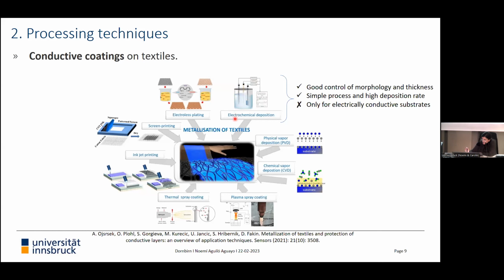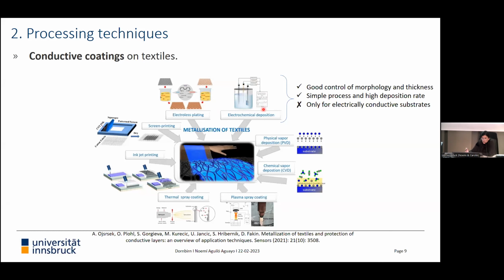Here, the advantage is that we have good control of the morphology and the thickness, depending on the current and the time that we use for the deposition. And it's a simple process, and we have a high deposition rate. The disadvantage is that we can only use this technique when our substrate is already conductive. So here we cannot deposit conductive coatings on non-conductive substrates.